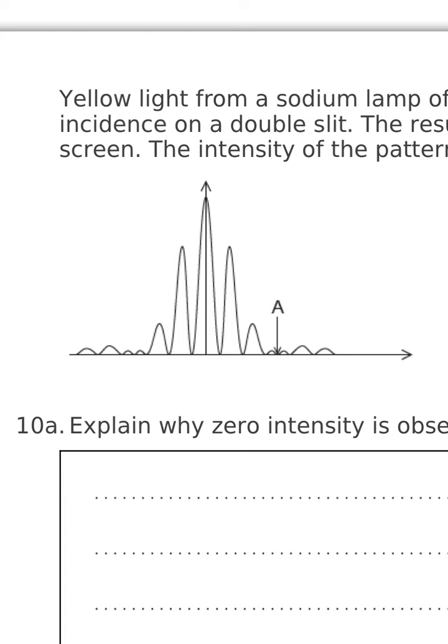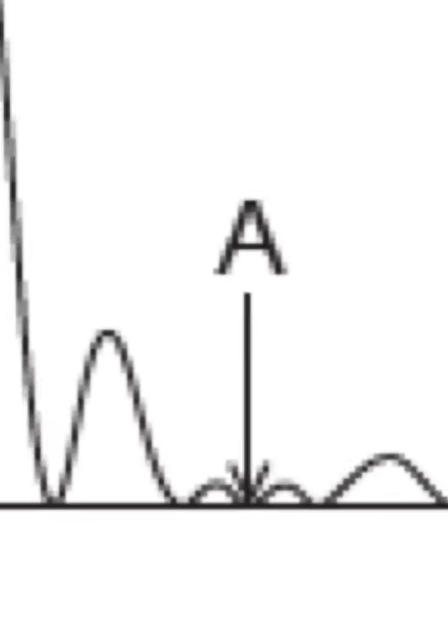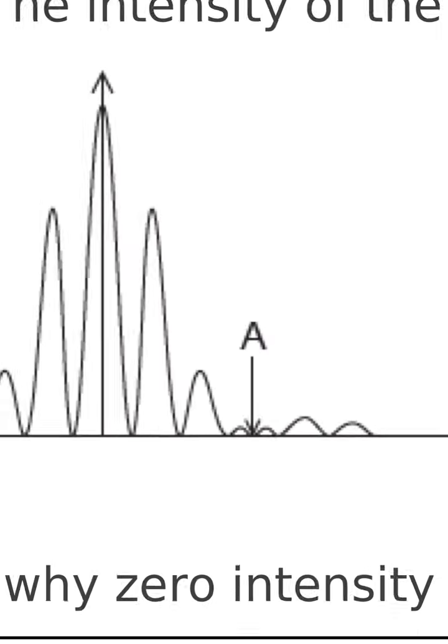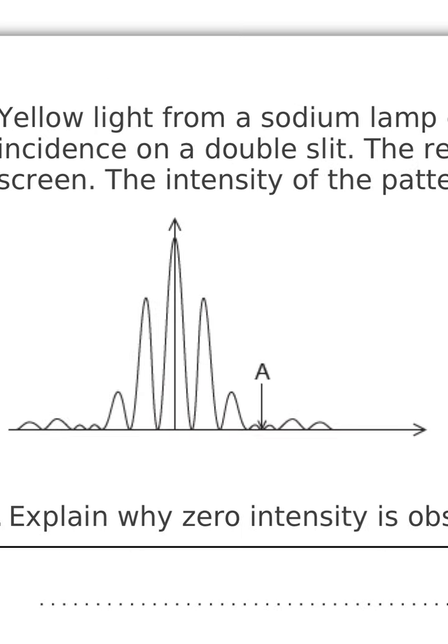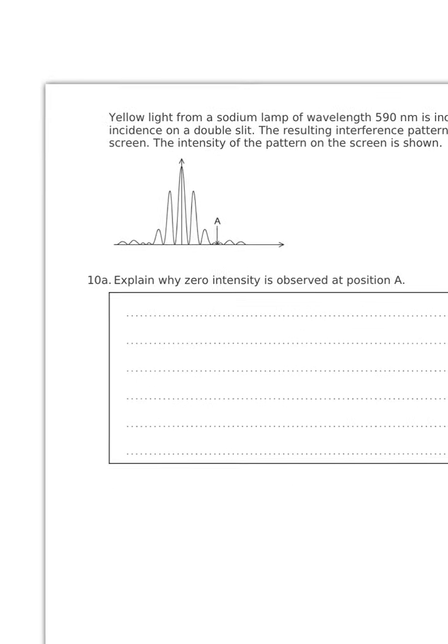I can see that there is the double slit diffraction pattern shown, and if you zoom all the way in, you can see that A is in between 2 maxima caused by the double slit pattern. So that's one reason why there seems to be zero intensity at position A, but I don't think that's what they're getting at. I will put that down.